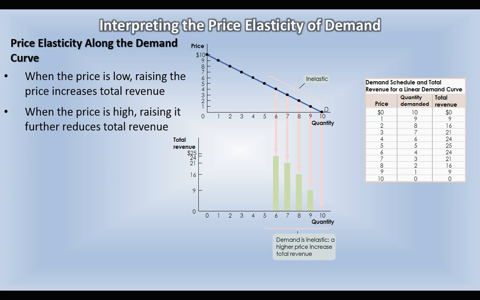When the price is high, and it tries to raise the price over that range, that will actually reduce total revenue. In this high price range of demand, you're going to have elastic demand. Let's say they're right here at $6 corresponding to 4 units demanded, and they want to raise their price to $8. The quantity demanded drops down to 1. Total revenues will decrease along that range because demand is elastic.